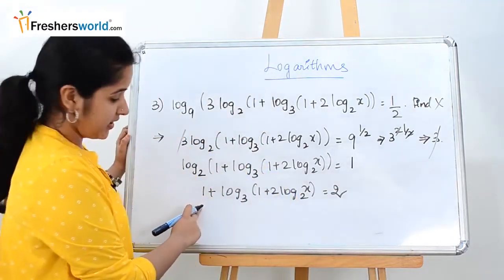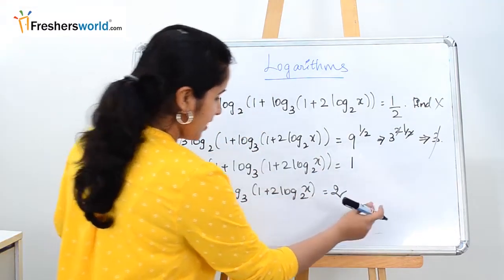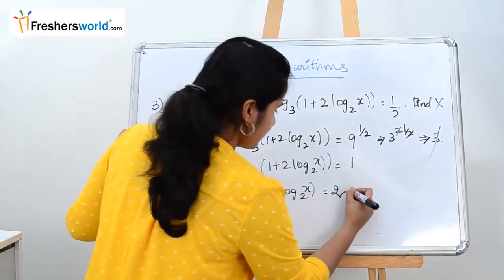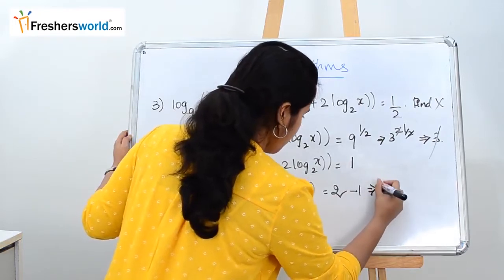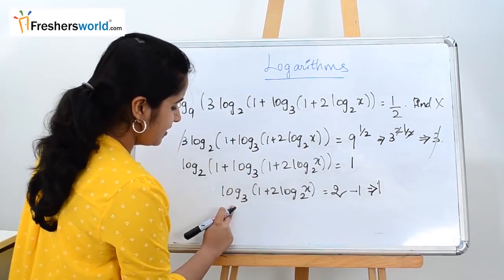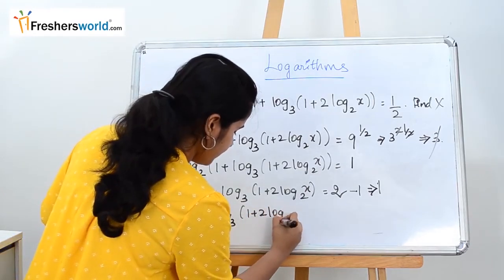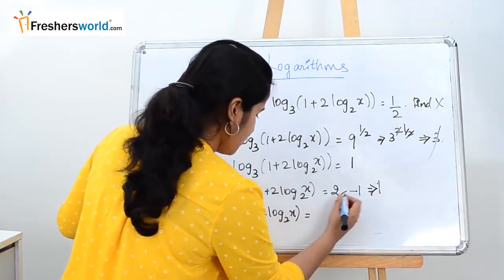We have a 1 over here. We take that 1 there. So it becomes 2 minus 1. I am removing the 1 here. This becomes 2 minus 1, which is equal to 1. So what do we have here? Log 3 of 1 plus 2 log 2x equal to 1.